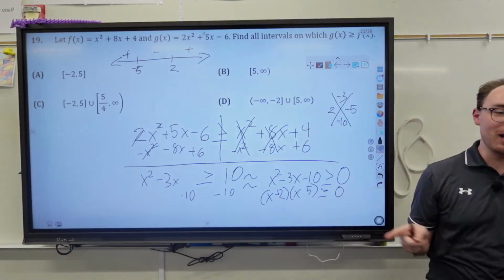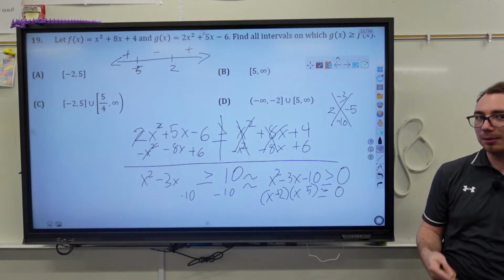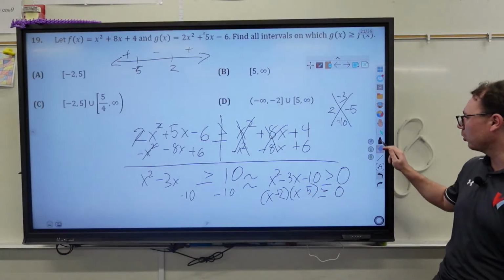I'm gonna redo this problem here, and we're gonna end at the non-calculator section, so we'll try and get to problem 25. We'll see how close we get. I'm gonna redo this problem real quick.